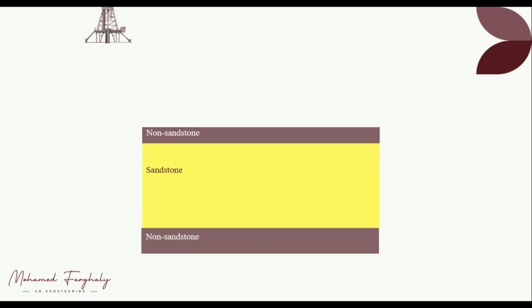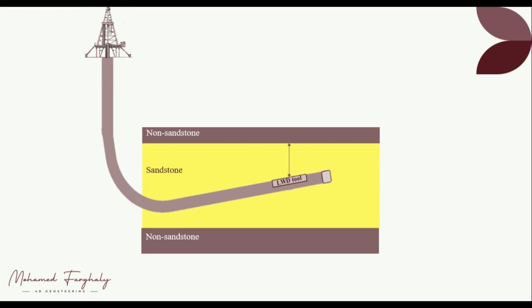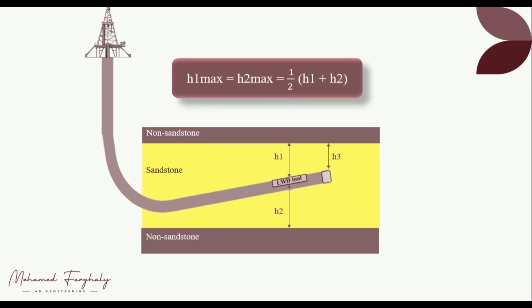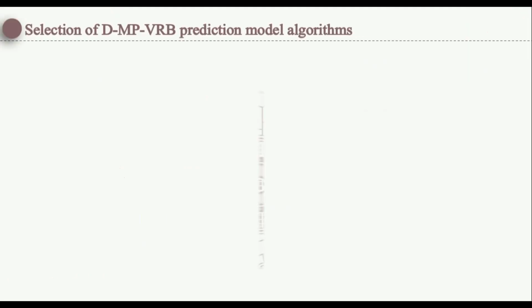In horizontal wells within a sandstone reservoir, when H1 is less than H2, the D-MP-VRB model can predict H1. Subsequently, the prediction formula for the distance between the bit and the reservoir boundary can be derived, allowing calculation of H3 to determine the lithology at the bit. Therefore, the model proves suitable for horizontal wells. The maximum distance between the LWD2 and the upper or lower reservoir boundary is half of the reservoir thickness, which is H1 plus H2. Let's take a deeper dive into the selection of model algorithms.